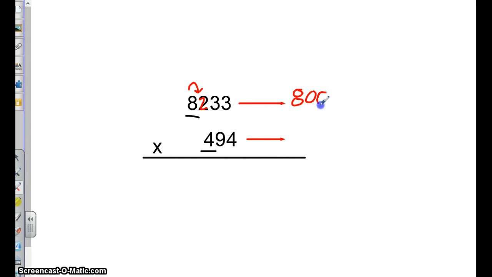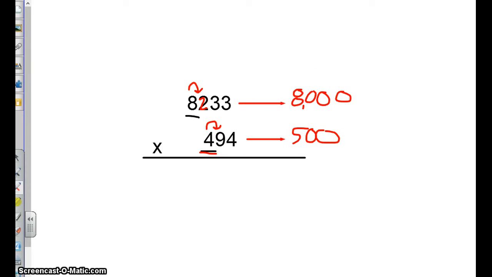So 8,233 is closest to 8,000. It's closer to 8,000 than 9,000, right? We're rounding to the nearest 1,000. Okay, let's look at 494. We're rounding to the nearest hundreds place. So underline the number, look next door. Clearly this 9 is high, so we're going to add 1 more. The 4 becomes a 5. From the arrow on, change to zeros. So we can round 494 to 500.